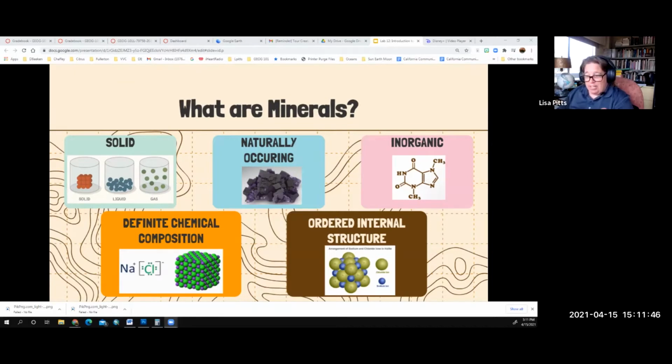It has to have a definite chemical composition. So, for example, halite, or sodium chloride, or salt, rock salt, has a chemical composition. It's NaCl. There are other minerals, like silicon dioxide, SiO2, and things like that. And then the other thing it has to have is an ordered internal structure. That's based on how the elements bond with each other. So this inorganic compound right here.